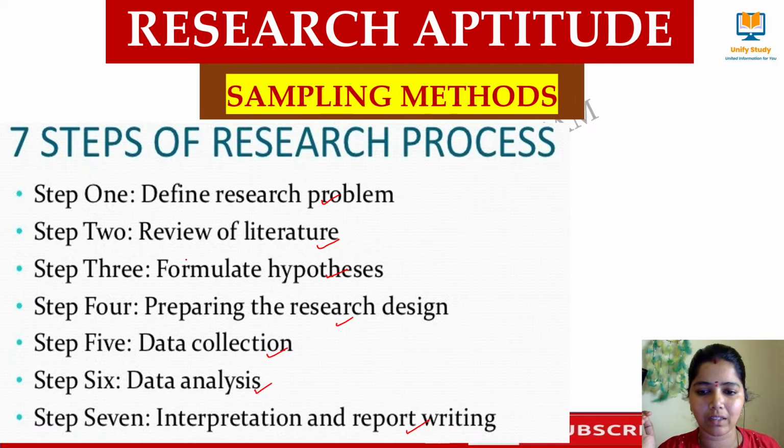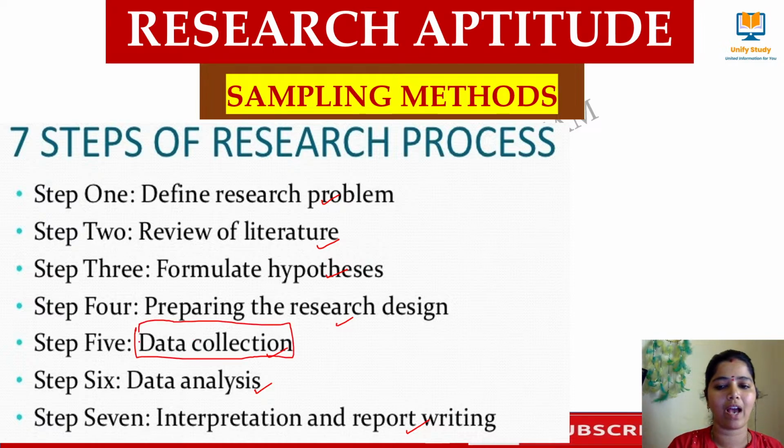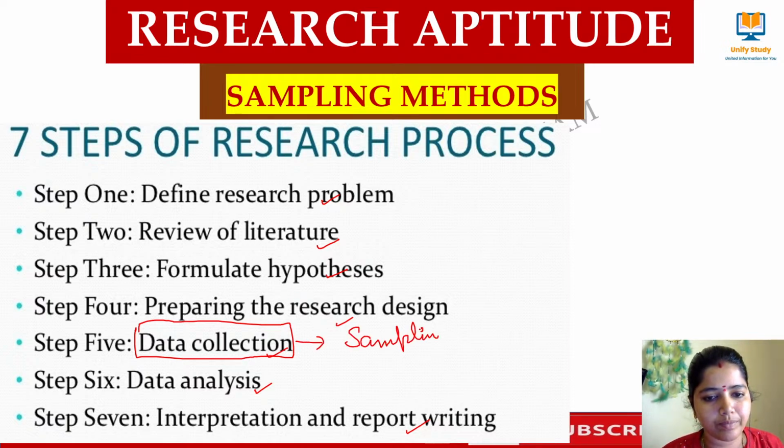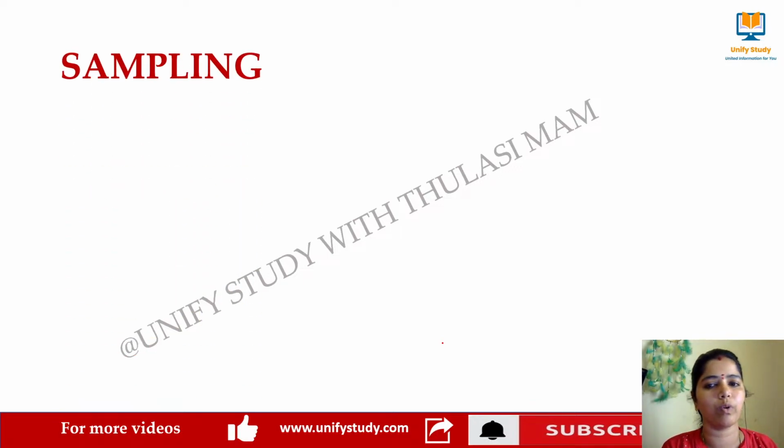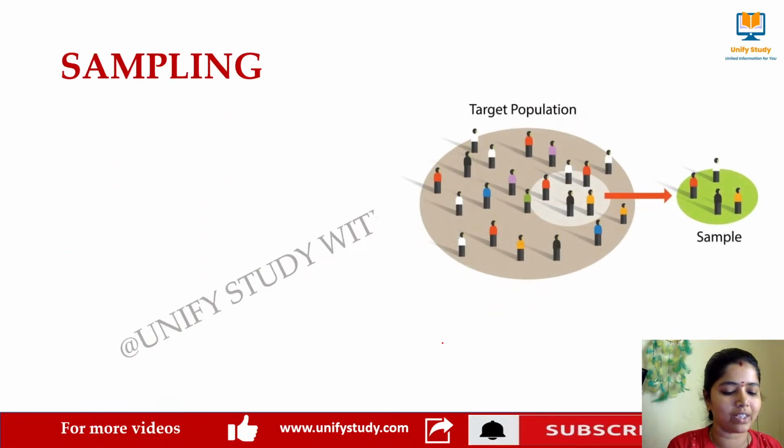In this, when we take data collection, in this step we are supposed to do the sampling. Whenever we collect data from the people in the set, there we do data collection. So under data collection, we are going to study about sampling. Yes, under this topic we are going to study sampling. So let me start one by one. What do you mean by sampling? What are the terms that we use in sampling?